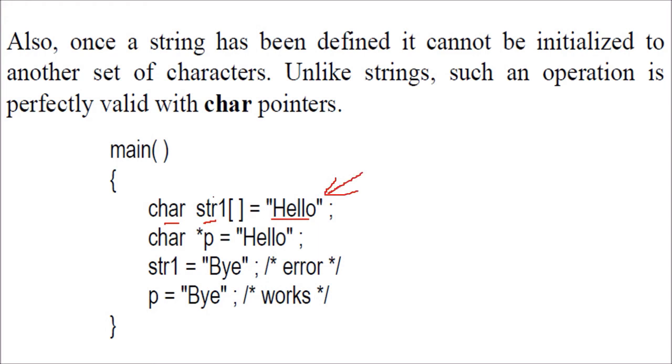For example, you have str1 which is initialized as hello. Now you want to initialize str1 with some other word. This is not possible when you have a character array. But if you initialize this with a pointer, and now you want to assign anything to the p, this is going to work.